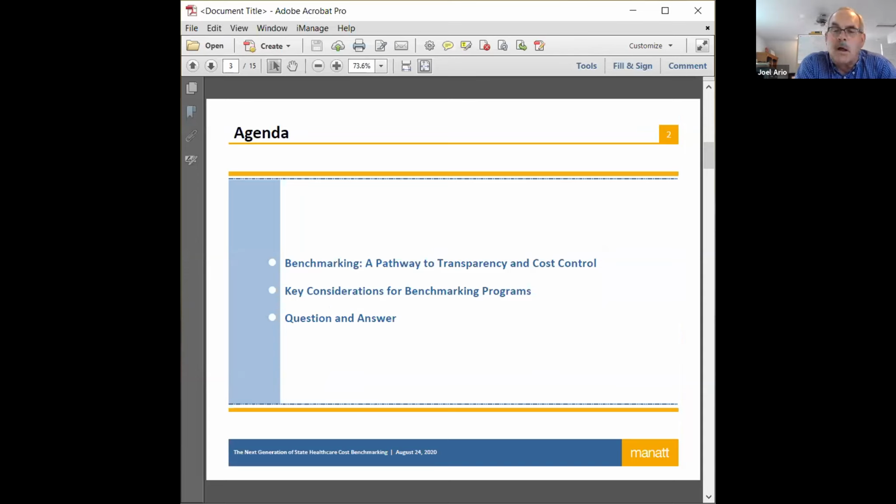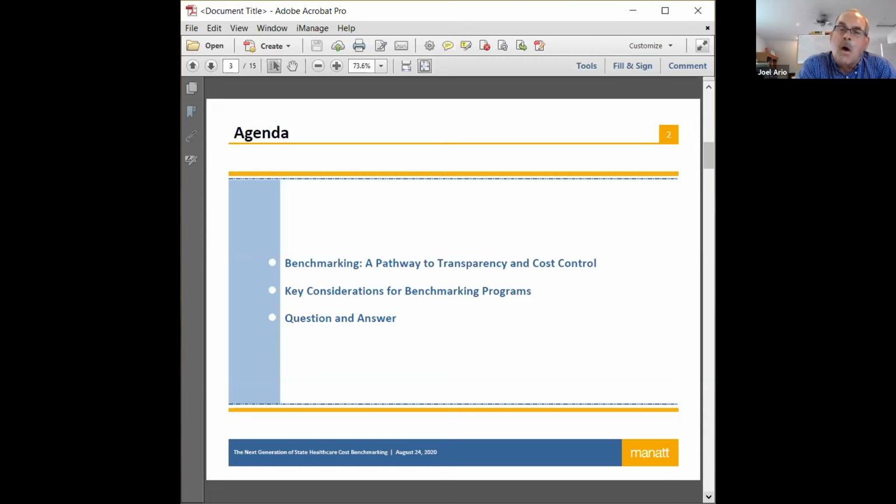I'm going to start with some broad context for why the states have landed on benchmarking. Kevin's then going to drill down on some of the program elements that are involved in such programs. Then we're both going to comment at the end a little bit on key considerations for states that may be considering these programs.